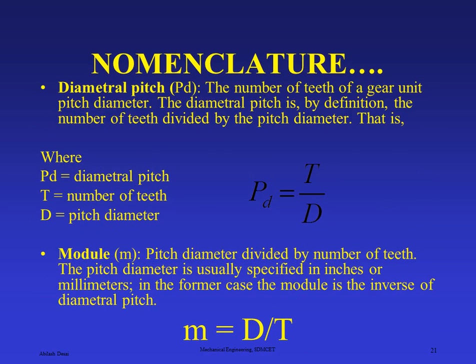Then the diametrical pitch: the number of teeth of a gear per unit pitch diameter. So diametrical pitch is nothing but the number of teeth divided by the pitch diameter, that is t by d. Module you also know: the pitch diameter divided by the number of teeth gives the module, that is d by t. Pitch diameter is usually specified in inches or millimeters. In the former case, the module is the inverse of the diametrical pitch.